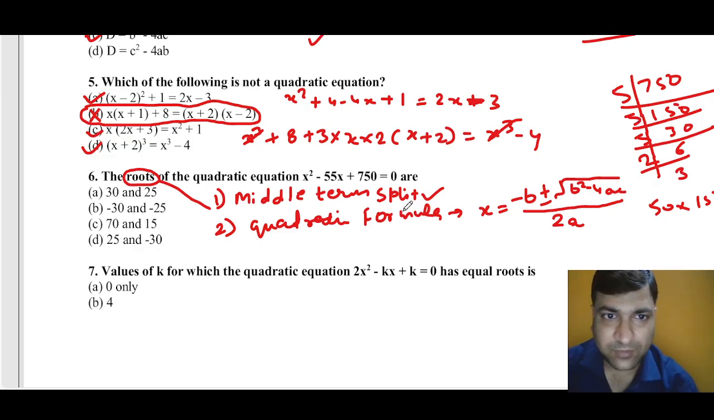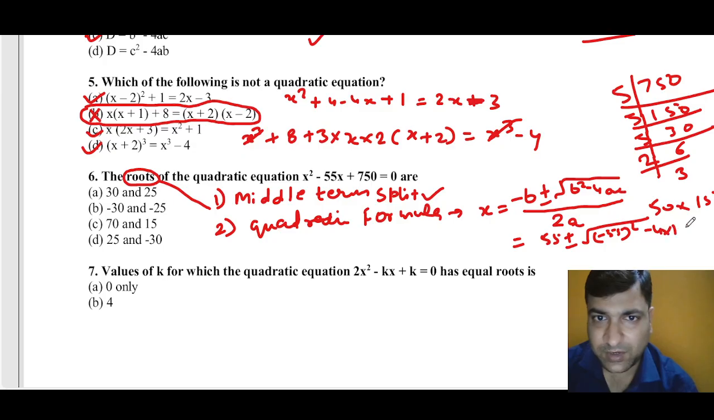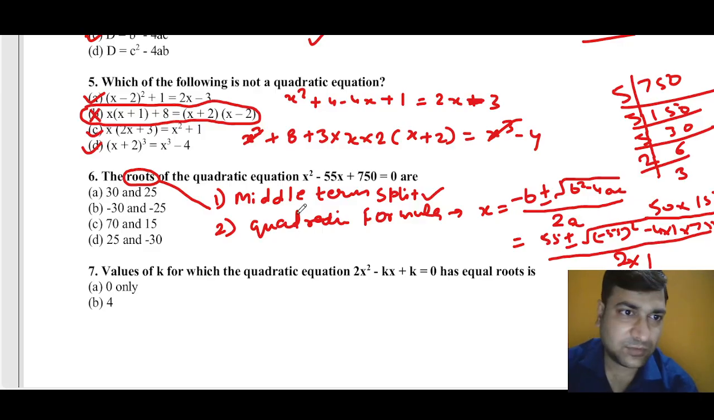so by using the quadratic formula, that is minus b means 55 plus minus square root of b square minus, 55 square minus 4 into 1 into 750, and the whole part is in square root upon 2a, 2 into 1. So when we solve, we will get the solution. That is the calculation part, so we can do it by calculation. Next question.